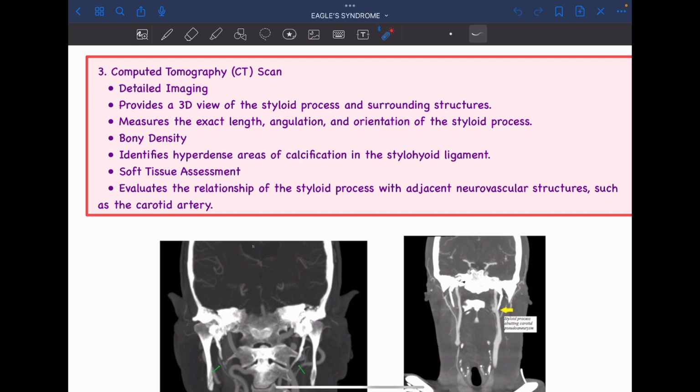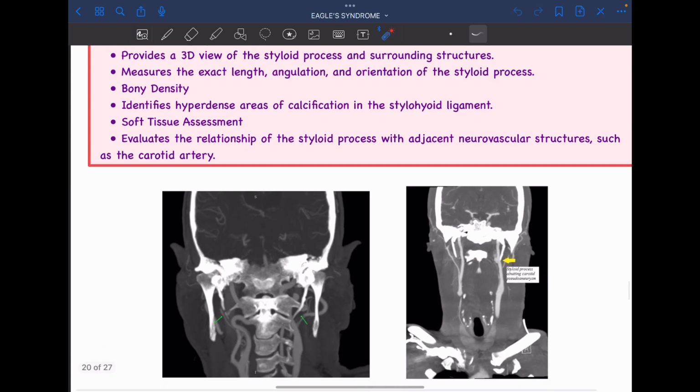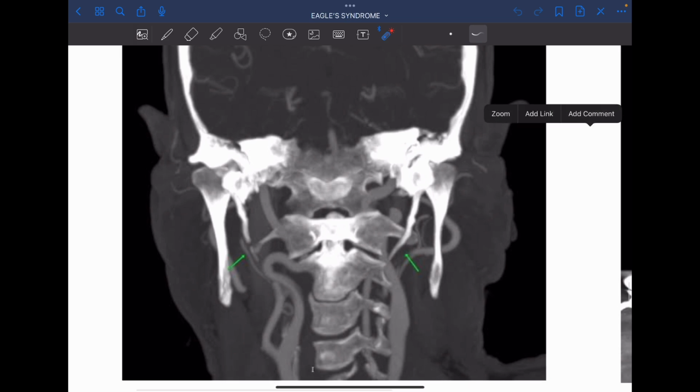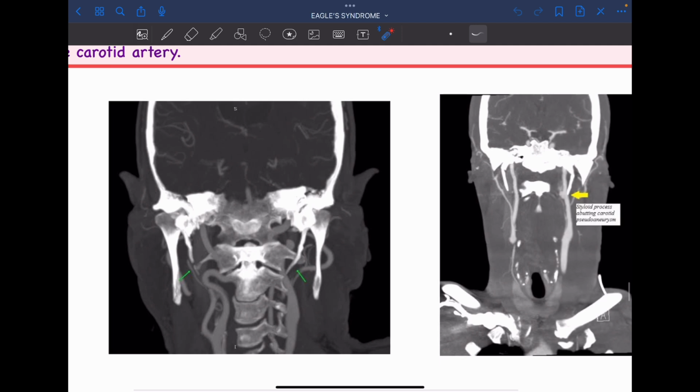It also helps you to evaluate the relationship of the styloid process with adjacent neurovascular structures, particularly the carotid artery. Therefore, CT is very important, particularly in cases of stylocarotid syndrome. You can clearly visualize not only the styloid process, its length and the amount of calcification, but also if at all it is impinging upon the surrounding structures. So here you can see an image. You can see the elongated styloid process here, and this is the carotid.